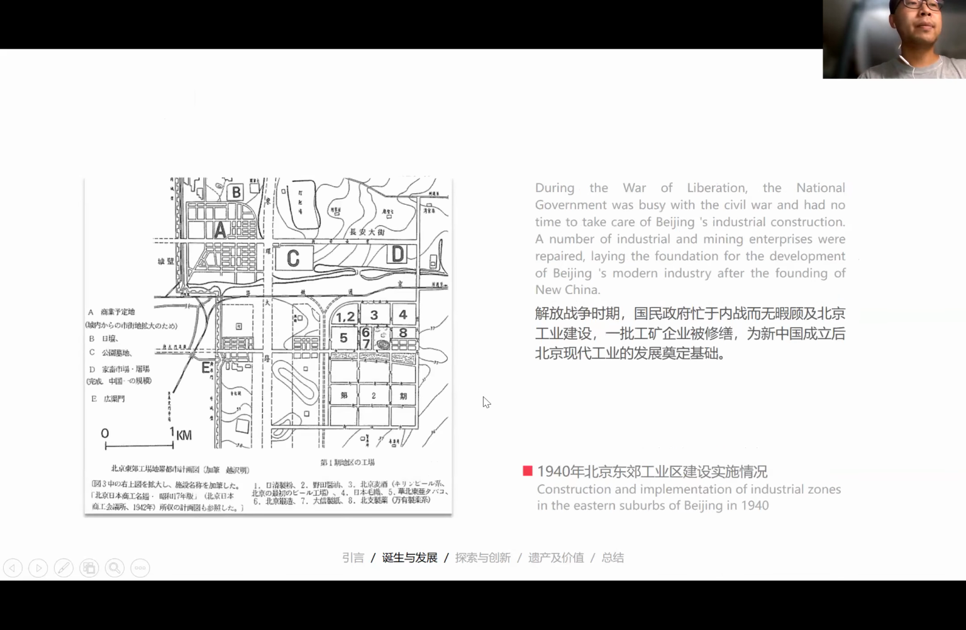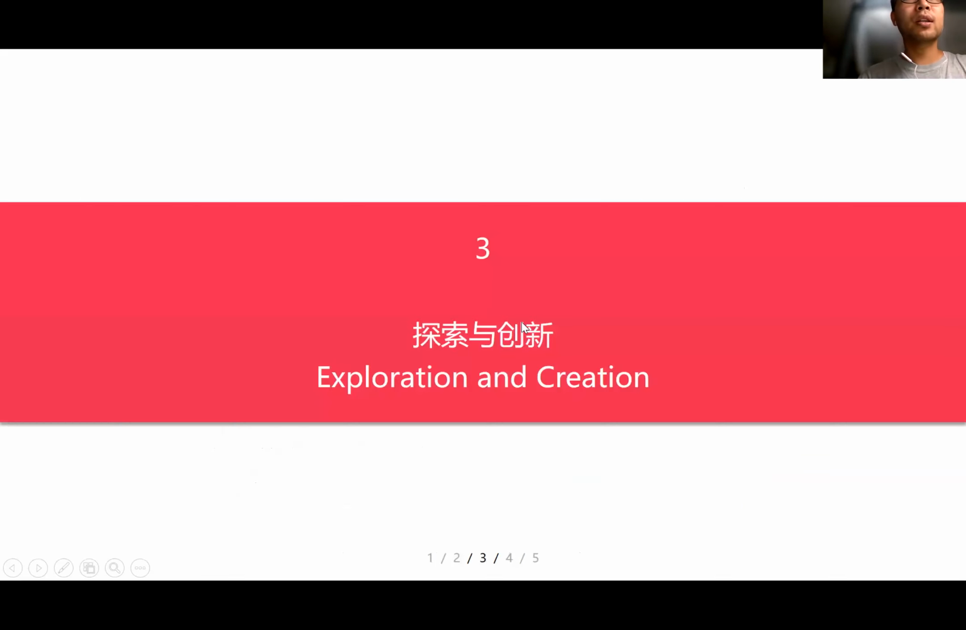During the late national government, the period of the War of Liberation, a number of early built industrial plants were damaged during the war, but a number of factories were restored and became the basis of Beijing's earliest modernized industries. Okay, the third part is the exploration and the creation.